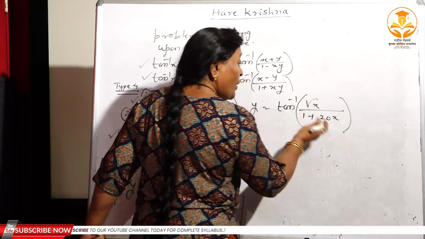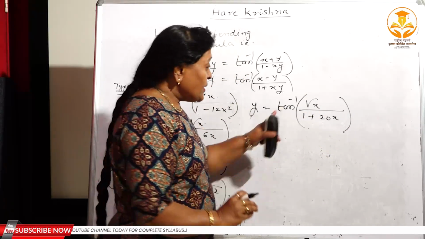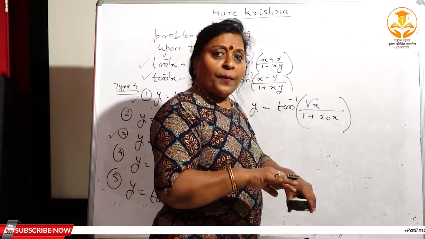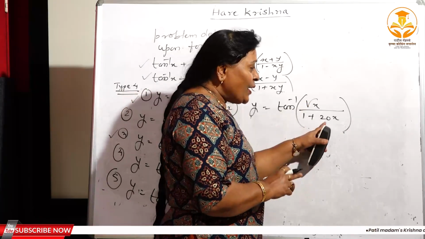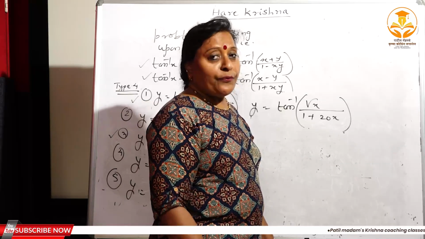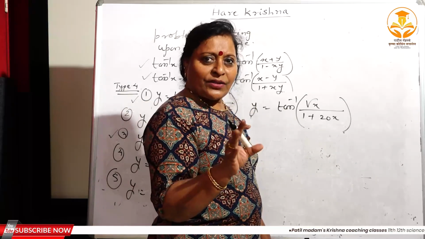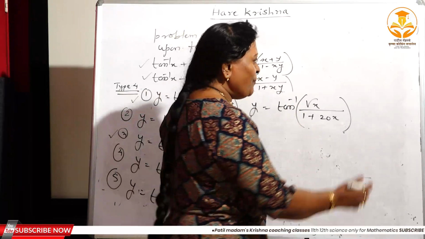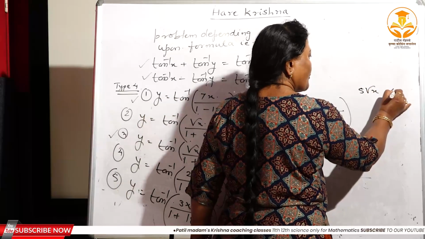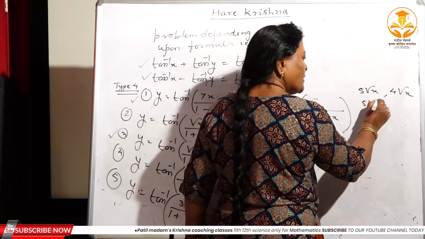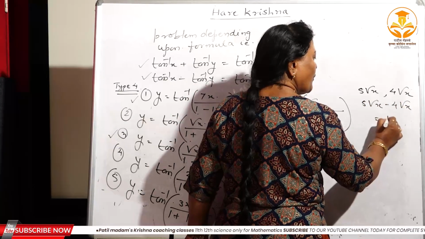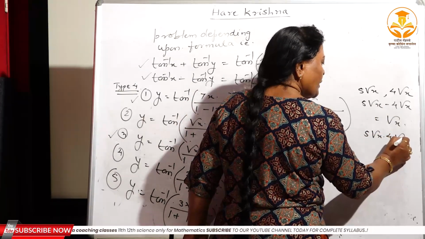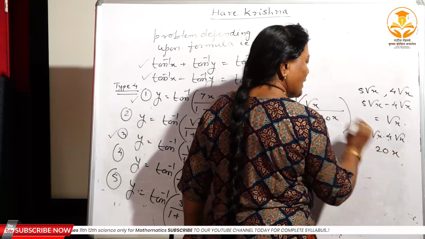Right? Now again you have to decide two terms. Since there is a plus in the denominator, you have to decide such two terms that their subtraction must be root x and their multiplication is 20x. Which two terms are there? See, very simple, 5 root x and 4 root x, right? Because 5 root x minus 4 root x is nothing but root x, and their multiplication, 5 root x into 4 root x, 5 4s are 20, root x into root x, x.